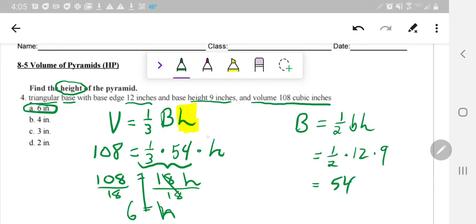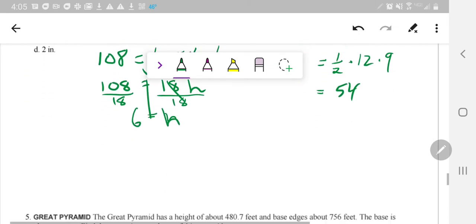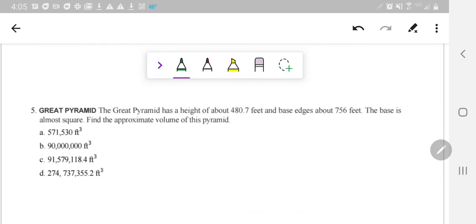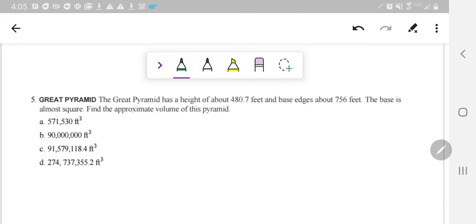All right, so there we have it. That is the height that we would need to get us a volume of 108. This will be a very similar problem. Let's read it over. The Great Pyramid has a height of 480.7 feet, and base edges about 756 feet. The base is almost square. Find the approximate volume.